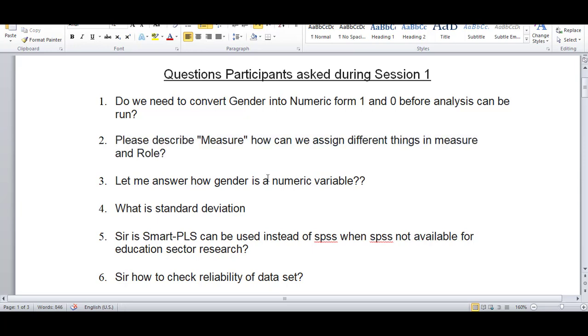Let me answer how gender is a numerical variable. Actually, gender is not a numerical variable. Gender is a categorical variable. Gender is a nominal variable. So whenever there is a nominal or categorical variable, we assign a number for each category value. That assignment is called coding. When gender has 2 categories, male and female, those 2 categories are assigned a code, a number, which may be 1 or 2, 2 or 3, or 10 or 20, whichever you like.